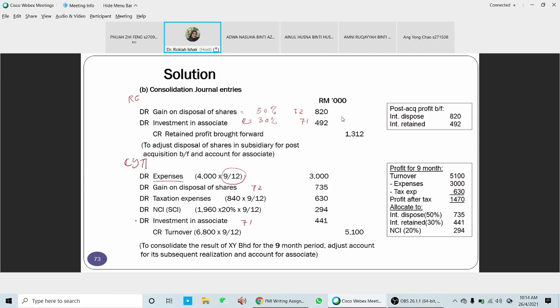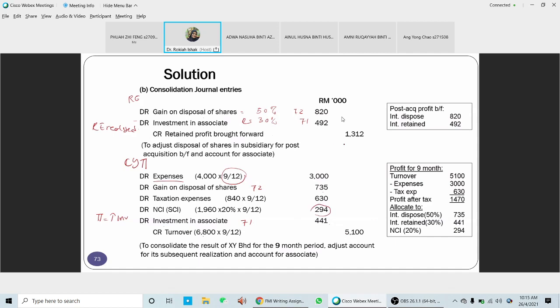Now you need to debit the investment in associate. Why do you need to debit investment in associate here? Because when the company recognizes a profit, it is going to increase the investment. So that's why you debit investment in associate. The same thing as this one, because the RE has been realized, you're going to debit the investment in associate. And then for the NCI 294. Turnover here is 9 months. So this is what you have, slide 72, slide 71.